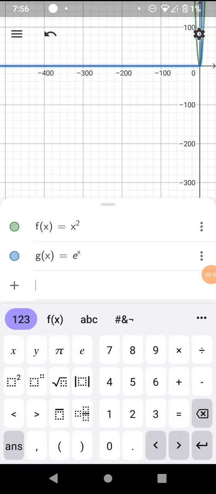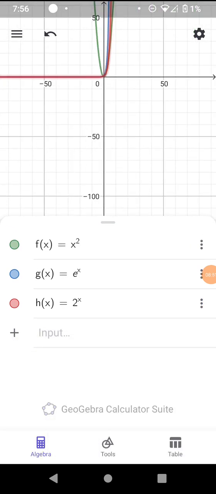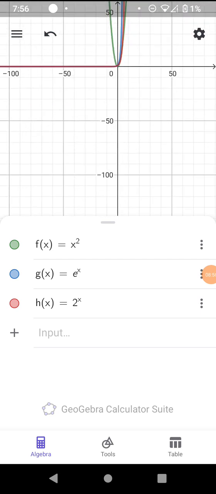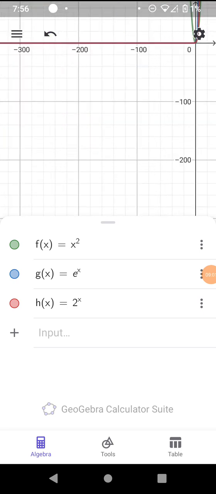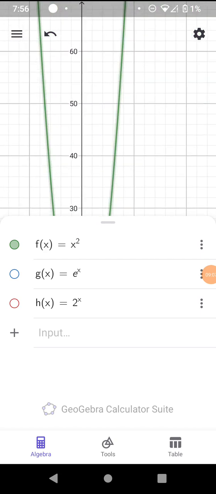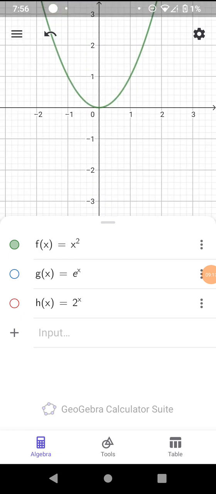And also, 2 to the x. First try to figure out f prime of 2.